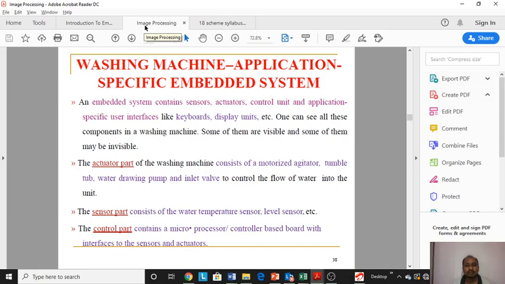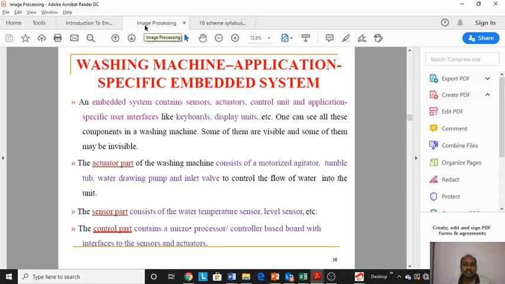Now coming to the working principle of the washing machine, I hope we all have a washing machine in our house. Almost all of us have it and have used it. Now what exactly does a washing machine consist of? A washing machine consists of several things embedded in the embedded system itself, like sensors, actuators, a control unit, and an application specific user interface, like keyboards, display units, and so on.